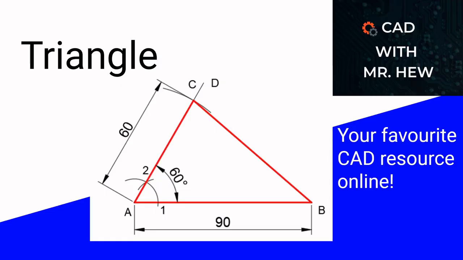We have come to the end of today's video. In today's video, we looked at the construction of the triangle given the base, the side, and the included angle. In the next video, we'll be looking at the construction of a triangle given the base, the altitude, and the two base angles.